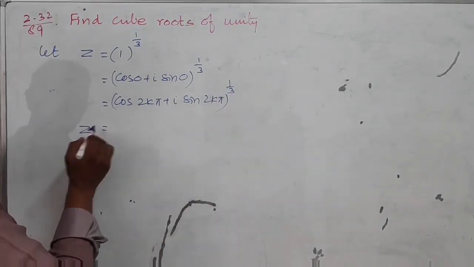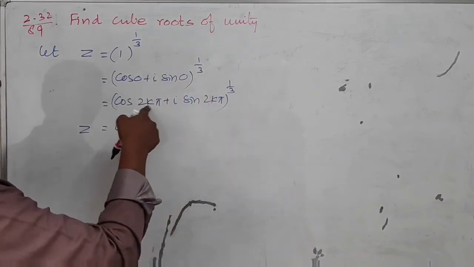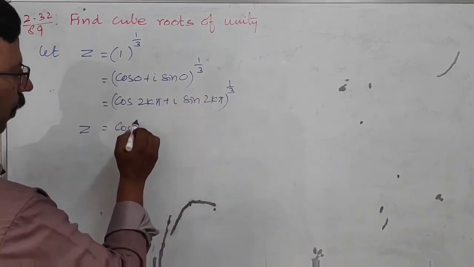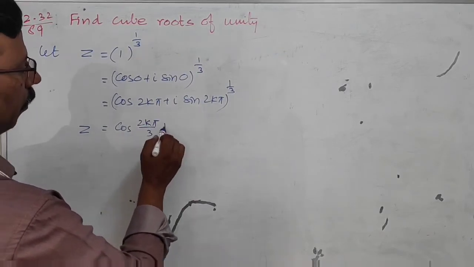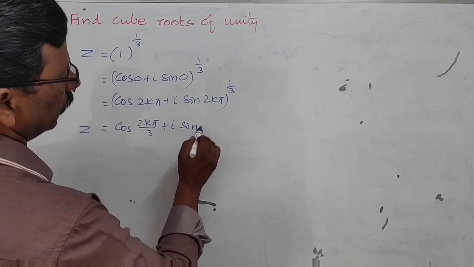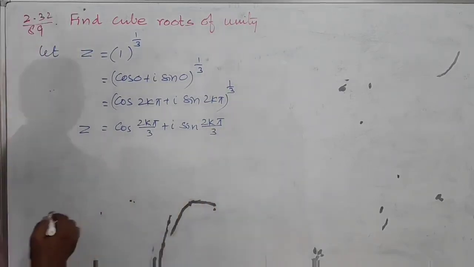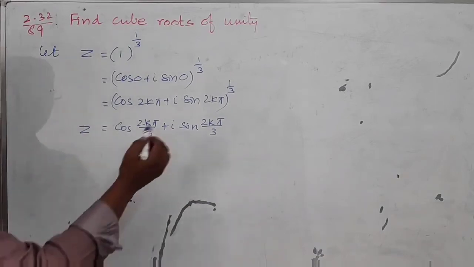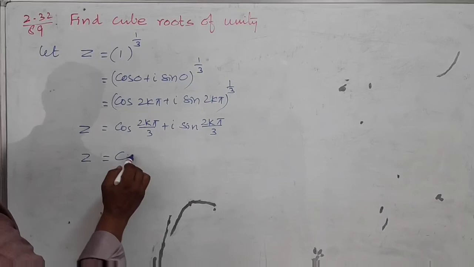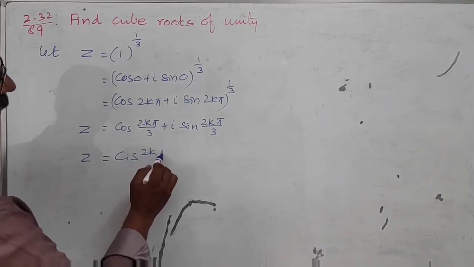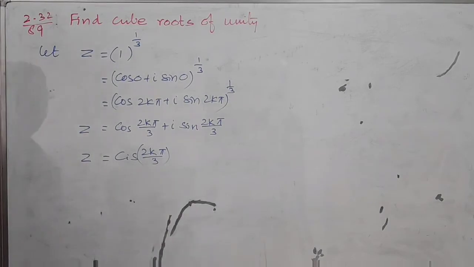Now we can apply De Moivre's theorem. Since the power is a rational number, we multiply 2k pi by 1 by 3. So z is equal to cos 2k pi by 3 plus i sin 2k pi by 3. All this can be written in cis form, that is, z is equal to cis 2k pi by 3.